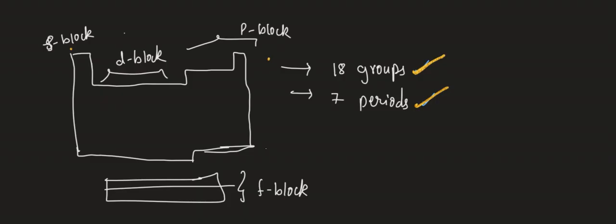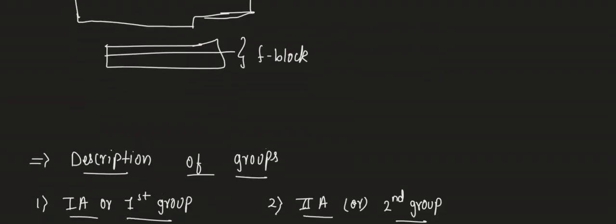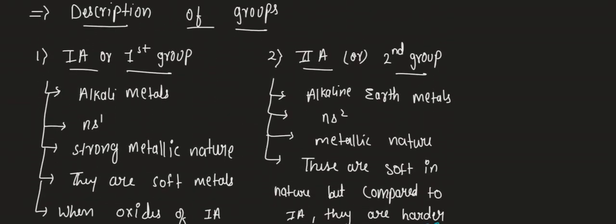So total how many groups we have? 18 groups. How many periods we have? 7 periods. Okay, how many blocks we have? 4 blocks. On the left side S block, right side P block, middle D block, bottom side F block. Clear till here? Now let us discuss about the groups. Very very important. You may expect one question from the group also.